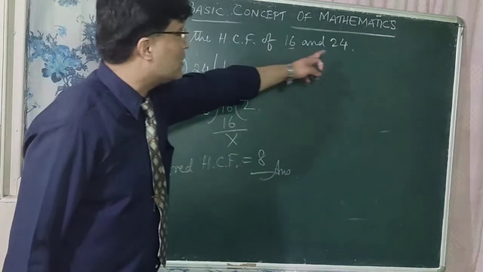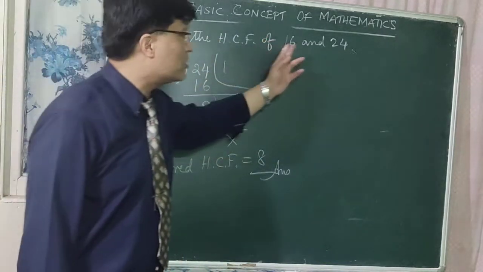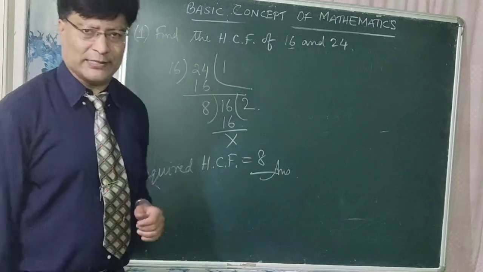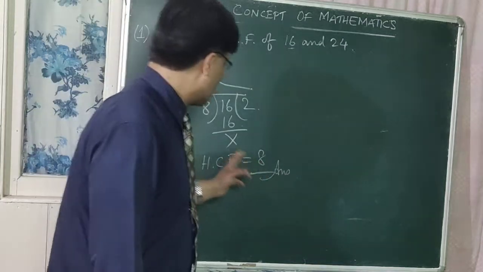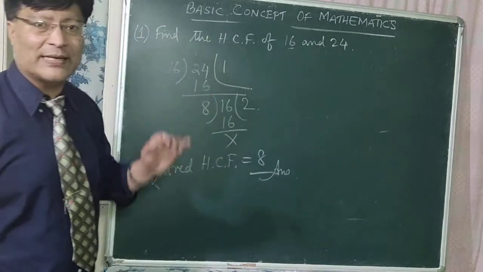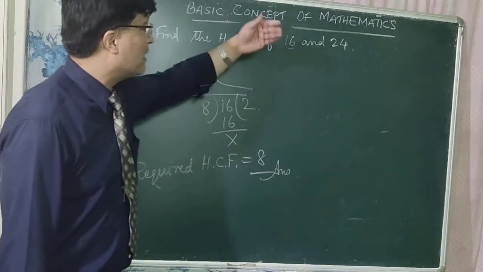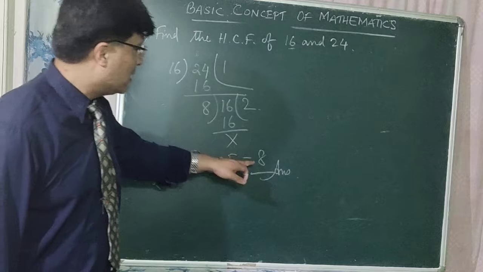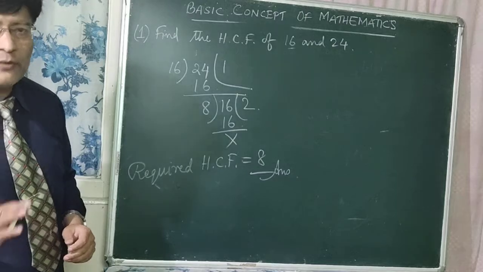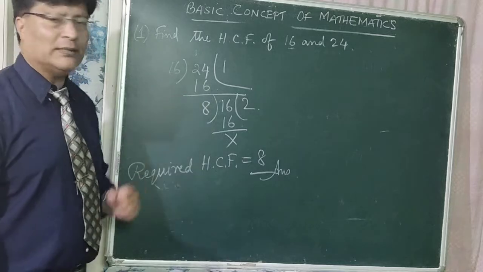But here 4 also completely divides, and 2 also completely divides 16 and 24. Both 2 and 4 completely divide 16 and 24. Okay. But these 2 and 4 are less than 8. I told you the definition, that this should be the highest common factor which will divide both 16 as well as 24. That is, 8 will divide 16 and 24. So this is the highest common factor which will divide both 16 as well as 24. So this is the answer.